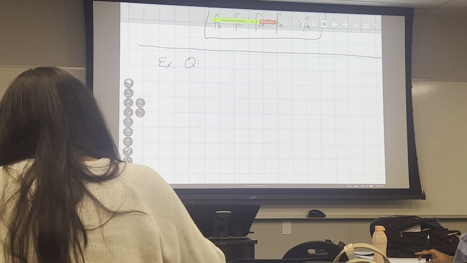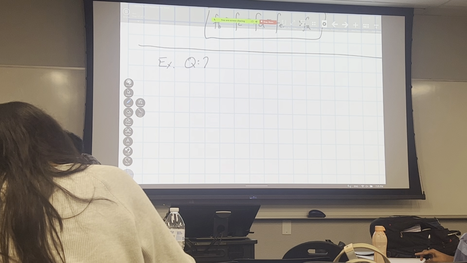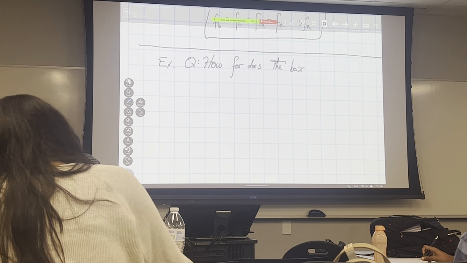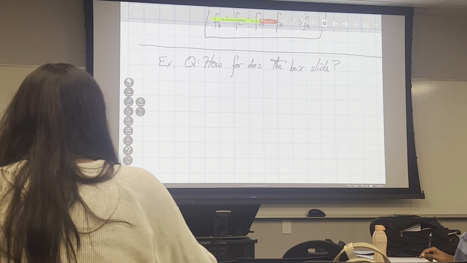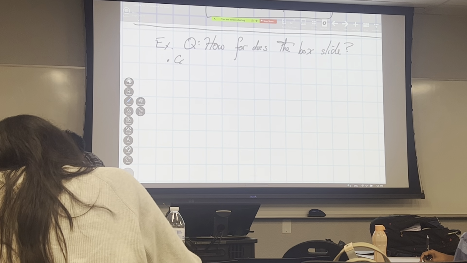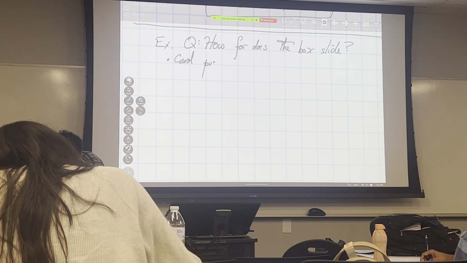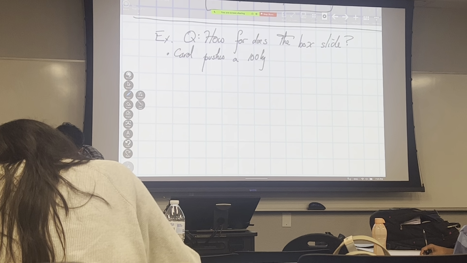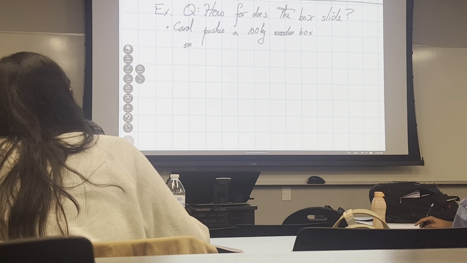The first example, the primary question we want to answer is how far does the box slide? Okay, so this is the scenario. Let's say Carol pushes a 100 kilogram wooden box on snow at 5.0 meters per second.